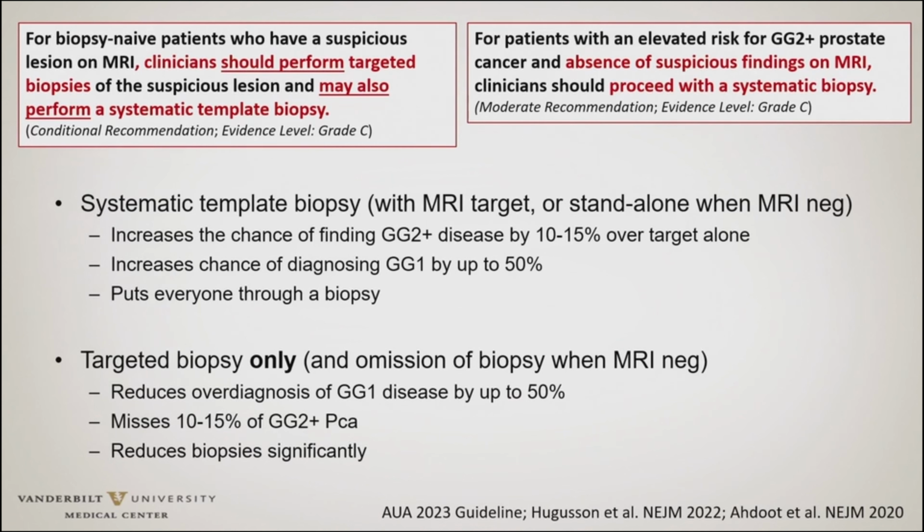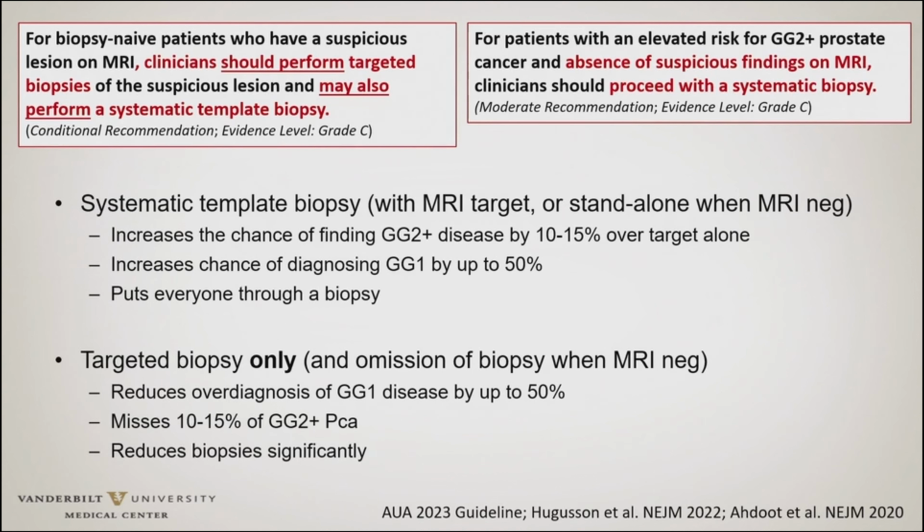However, if we do those systematic cores, in the setting of a negative MRI or in the setting of a positive MRI, and we're adding the systematic cores, we're actually increasing the detection of low-grade cancer by 50%. And those are the cancers we don't want to find. We don't want to know about those and torture people with repeat biopsies for the rest of their lives. And it puts everyone through a biopsy. In other words, it'd be great if a negative MRI got you off the hook for doing a biopsy.